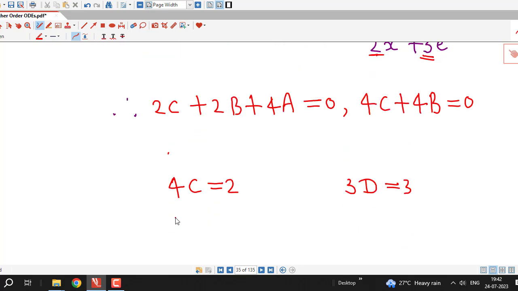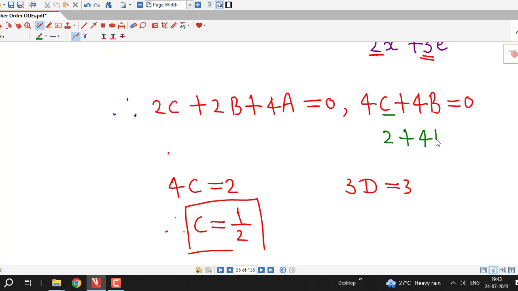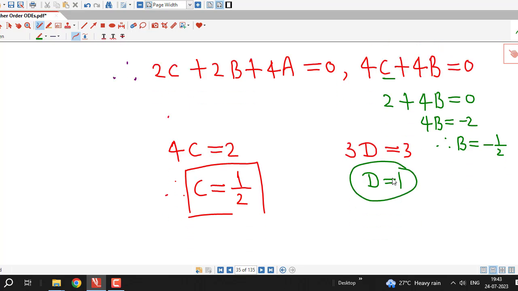Now solving all these equations, we will be able to decide these constants a, b, c, d. From this I can write c equal to 2 by 4, that is c is 1 by 2. And if I take c equal to 1 by 2 here, I will have 4 by 2, that is 2 plus 4b equal to 0, that means 4b equal to minus 2, and therefore b equal to minus 1 by 2. And from this I have d equal to 1.